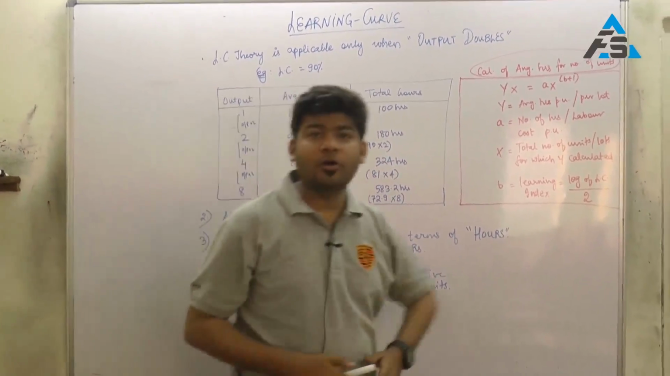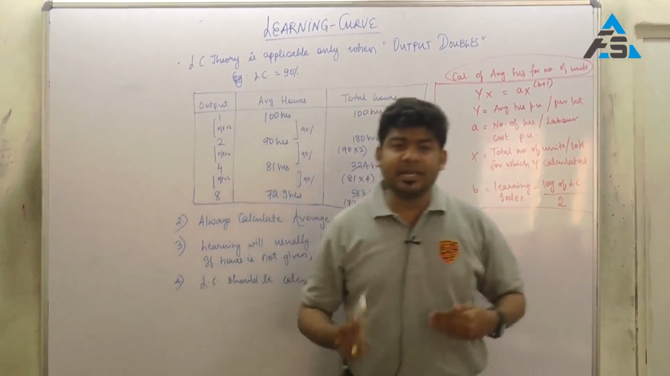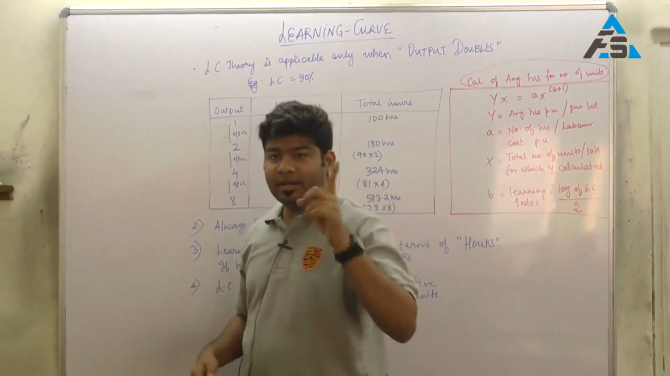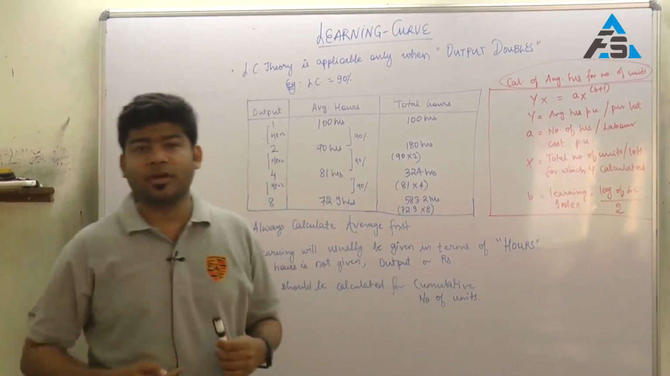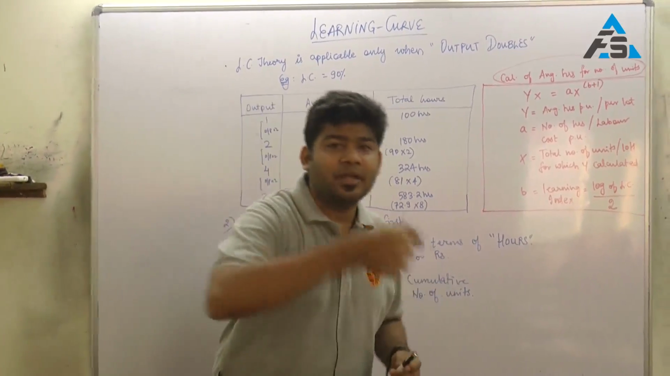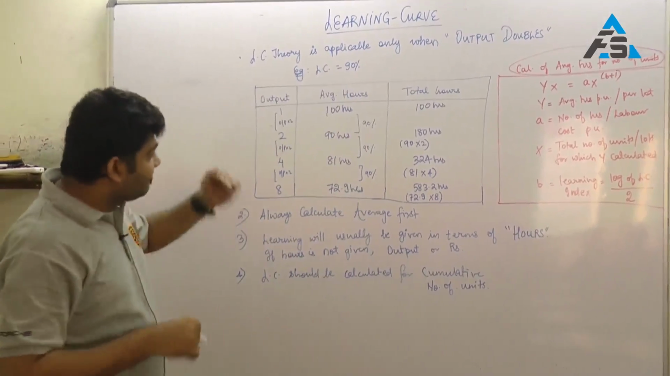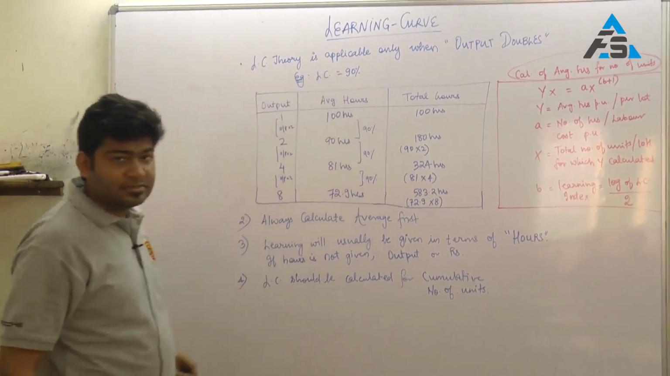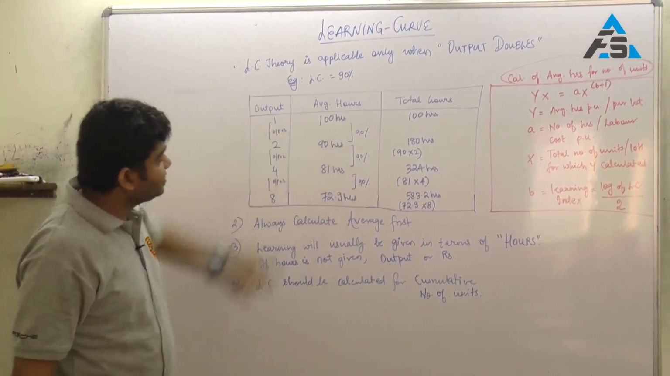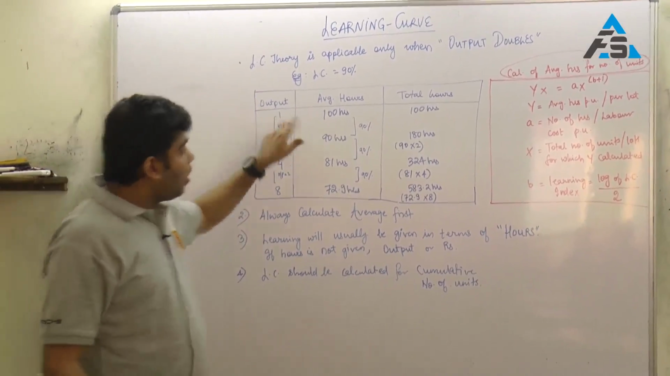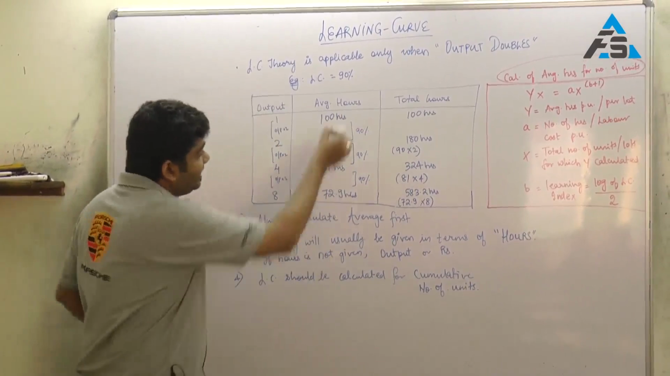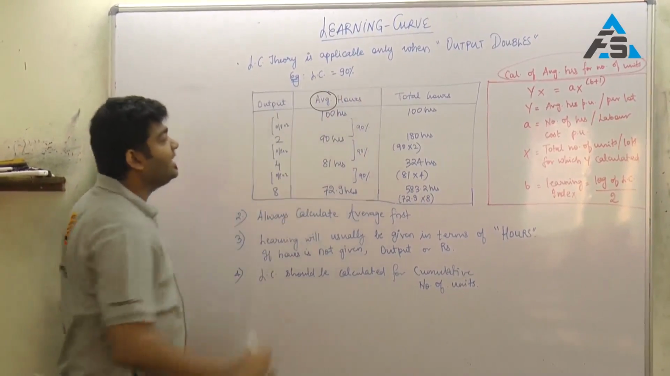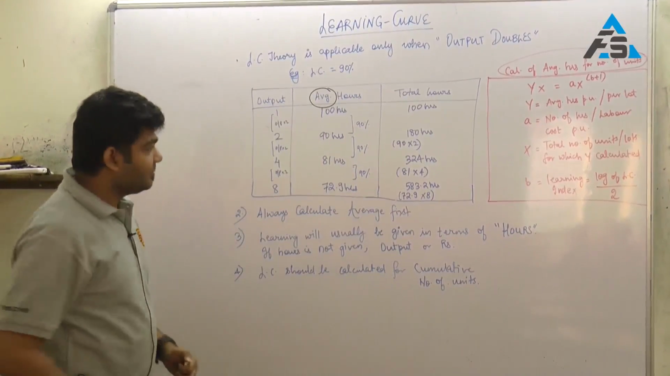Concept of learning curve we all know. As we keep on doing the same activity over and over again, obviously the time taken to do that activity will reduce. That is the concept of learning curve. So in this case it is 90%. So if I am making the first output at 100 hours, the second output on an average will take 90 hours. So there is a 90% learning curve applicable there.